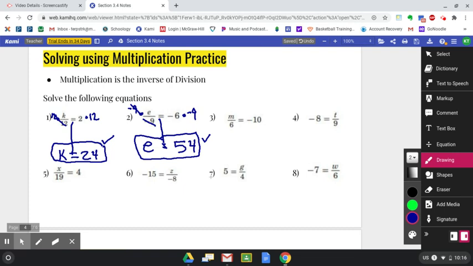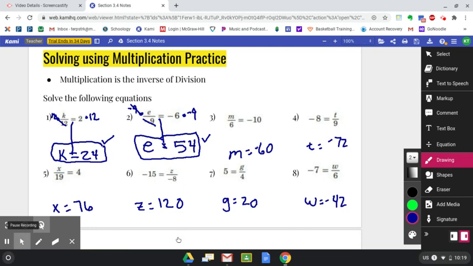All right. Go through and see if you can solve 3 through 8. Pause the video here, see if you can solve 3 through 8. All right, let's see how you did here.